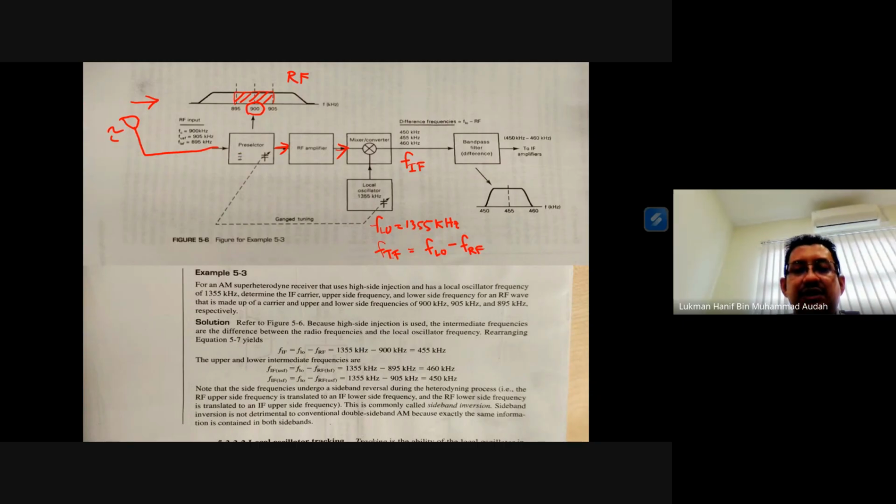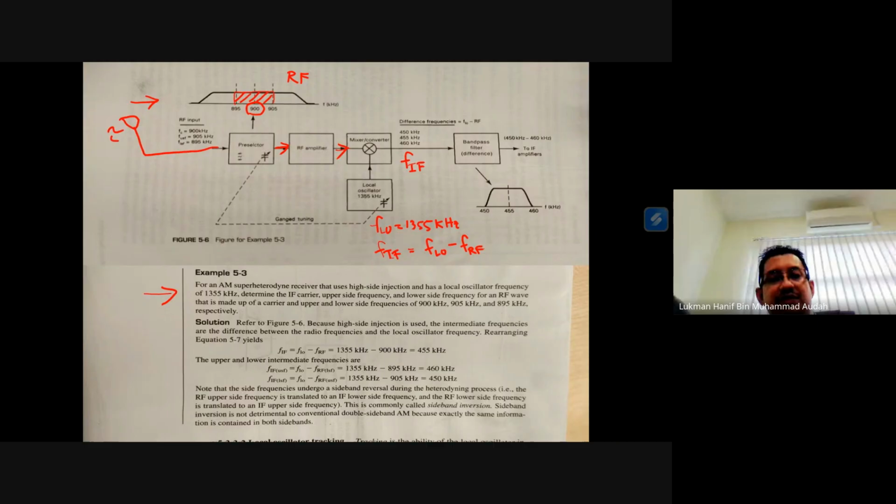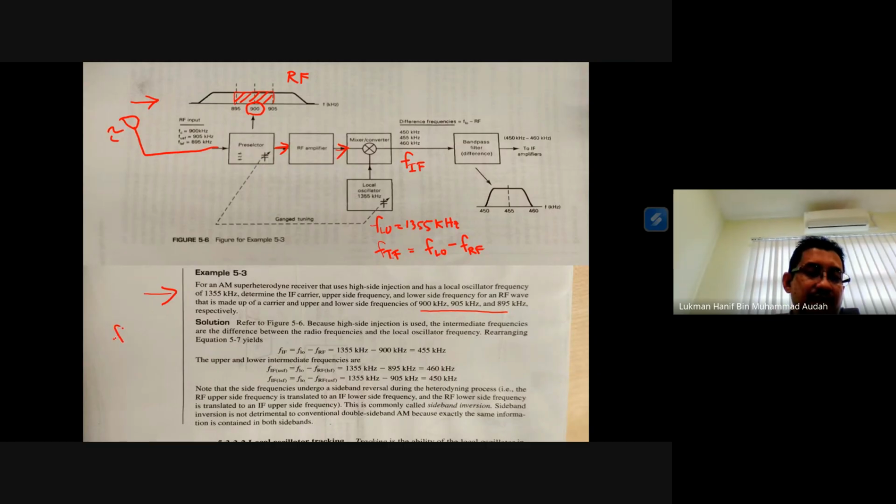This is the question in the example. If you read the example: for an AM superheterodyne receiver that uses high side injection with a local oscillator of 1355 kilohertz, determine the IF carrier, the IF upper side frequency, and the IF lower side frequency for an RF wave made up of a carrier and upper and lower sideband frequencies, 900 until 895, which is the output of the pre-selector. So the question asks you to find the FIF for each of the input frequencies.